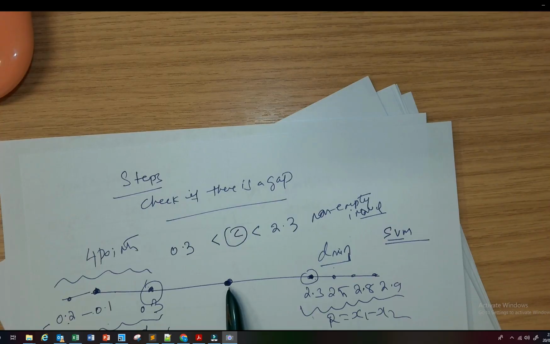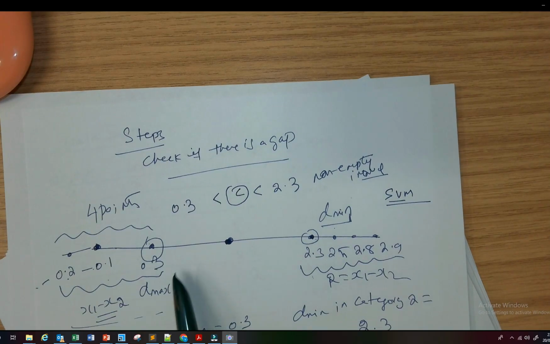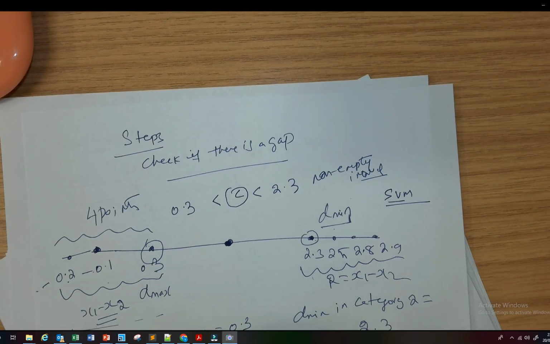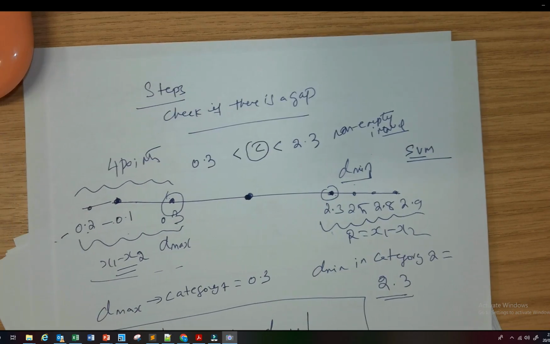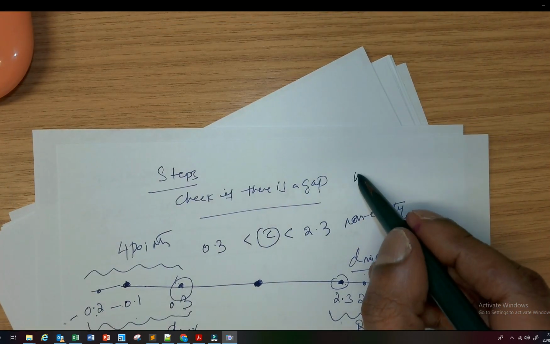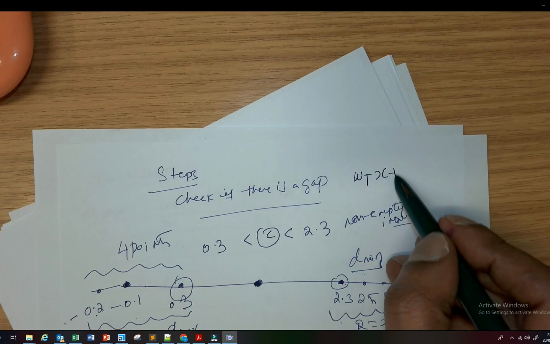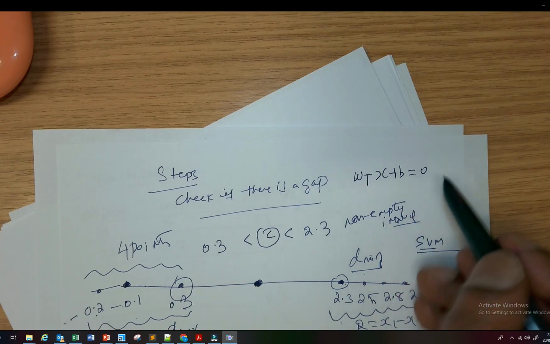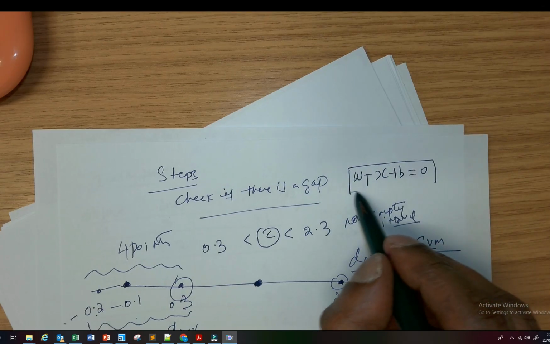So now we can find the midpoint. Yeah? So the midpoint is somewhere between 0.3 and 2.3, isn't it? So how to find that midpoint? Since we do not have a computer, we are trying to find some easy way to get that equation of the hyperplane, which is w transpose x plus b equal to 0. So this is the equation of the hyperplane.